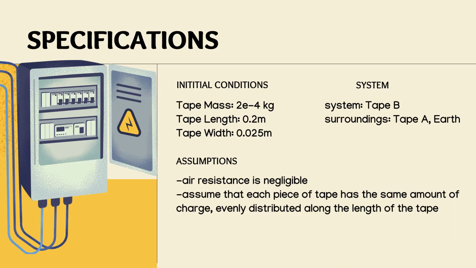Here in this lab, we're computationally simulating this experiment between the two tapes. So here are some specifications. The initial conditions are: the tape mass is 2 times 10 to the negative 4th kilograms, the tape length is 0.2 meters, and the tape width is 0.025 meters. The system is tape B, and the surroundings are tape A and the earth. The assumptions being made are that air resistance is negligible and that the piece of tape has the same amount of charge evenly distributed along the length of the tape.